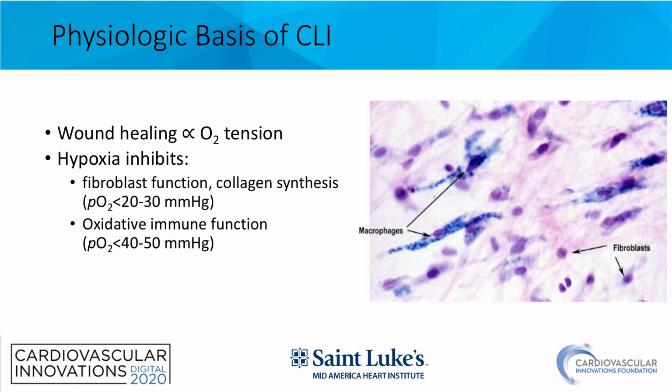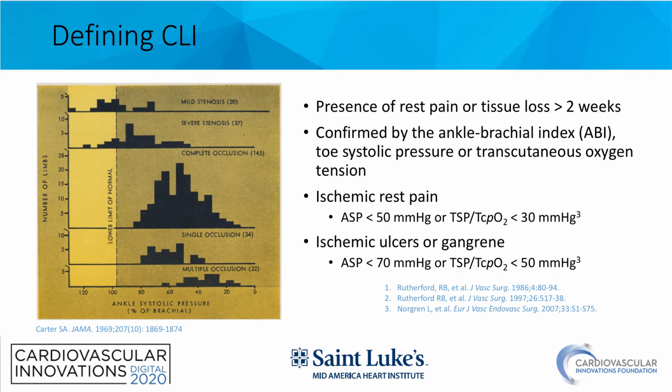Wound healing is proportional to oxygen tension, and fibroblast function and oxidative immune function necessary for wound healing are inhibited by hypoxia. By definition, critical limb ischemia is the presence of rest pain or tissue loss for more than 2 weeks, and it is defined by physiologic vascular testing, including an ankle brachial index, toe systolic pressure, or transcutaneous oximetry of certain threshold levels. For ischemic rest pain, that means an ankle systolic pressure less than 50 or toe systolic pressure or TcPO2 less than 30. For ischemic ulcers or gangrene, the threshold values are somewhat higher.